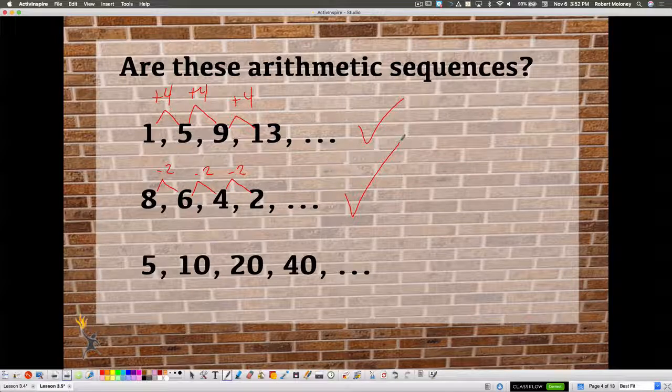Now that you had a second to look at it, is this an arithmetic sequence? Well, it goes up by 5 here, by 10 here. So right now we know, because the common difference is different from each other, it's not an arithmetic sequence. Now pause the video and work on the last 3 in your notes.